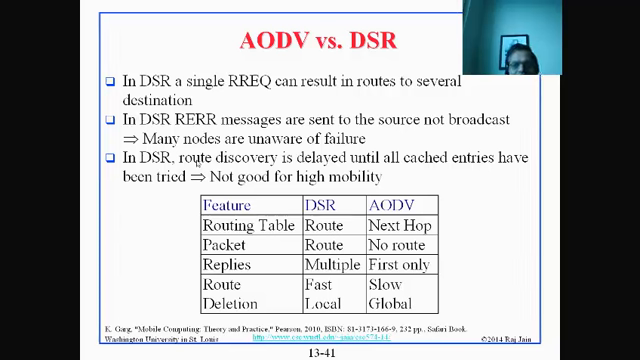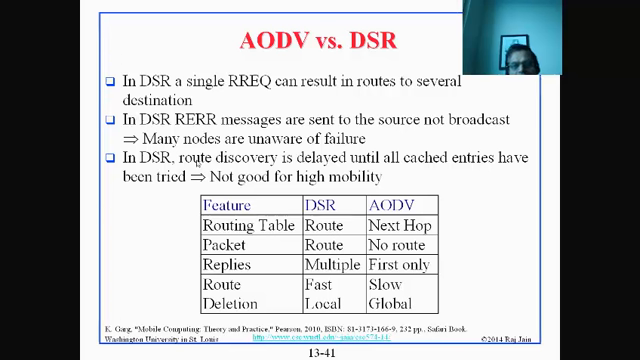So this is a table which does the same thing all over again. Routing table, you keep the route; you keep the next hop in AODV. Packets, you keep the route. In the packets, there is no route, just the destination. Replies, you get multiple replies. In AODV, you only get the first reply, right? So you don't have multiple replies coming back to you.